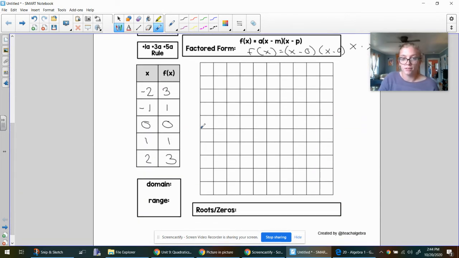Now I'm going to graph my quadratic. So I went ahead, I'm going to draw some axes. Excuse how not straight my lines are. I'm going to put a point at (-2, 3), a point at (-1, 1), (0, 0), (1, 1), and (2, 3). I'm going to connect my dots. This is my parabola. This is the graph of x squared.